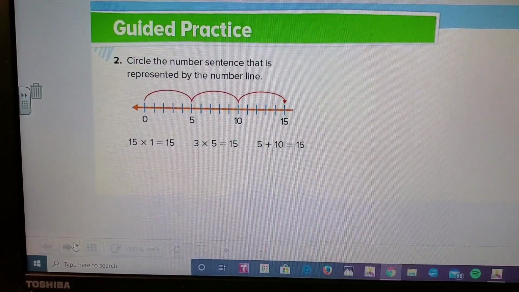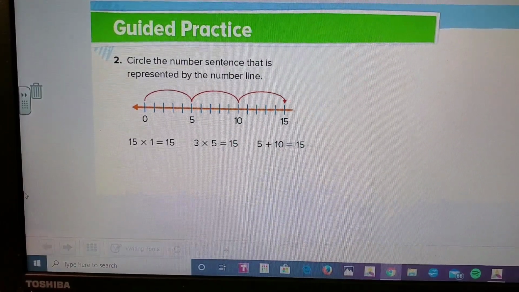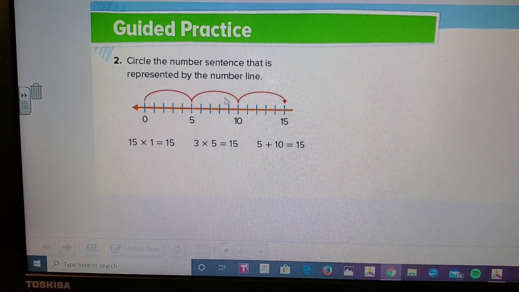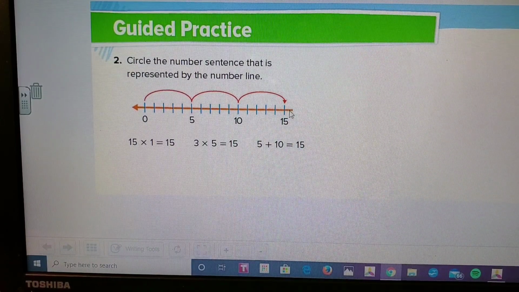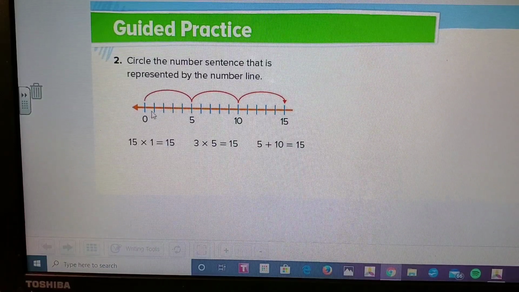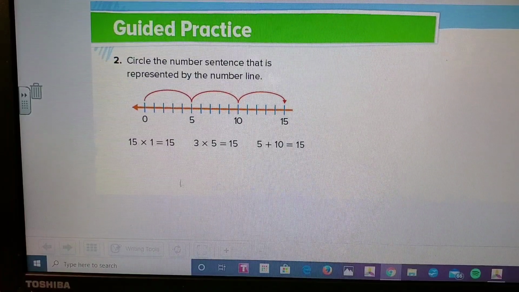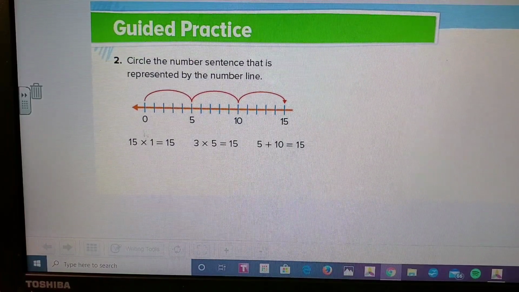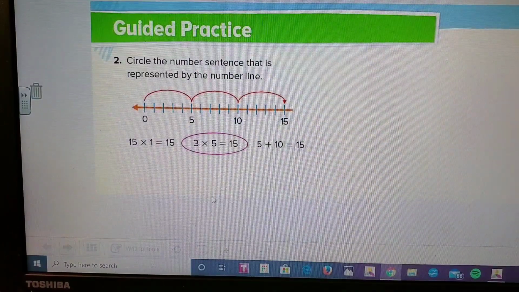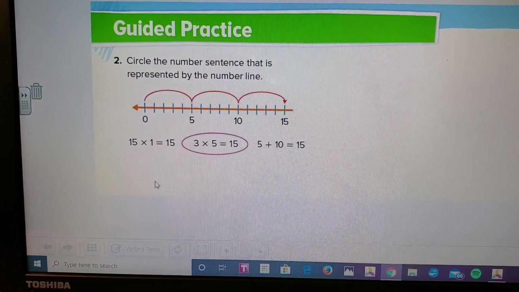Circle the number sentence that is represented by the number line. First, count how many jumps you have. 1, 2, 3. And how many did you jump each time? 1, 2, 3, 4, 5. So which one of these would represent the number line? 3 times 5. You have 3 jumps with 5 in it each time.